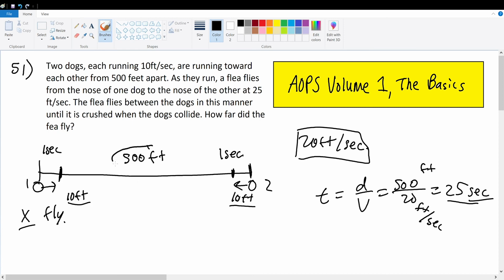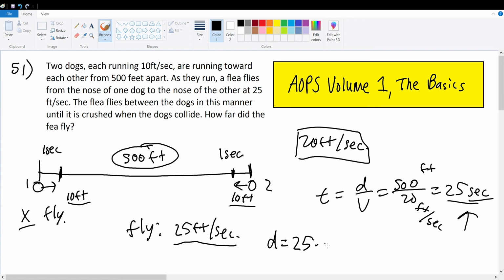So since we have calculated the amount of time that the flea has, and we're also given that the flea travels at 25 feet per second, well, there are 25 seconds for the flea to fly between the noses, and it travels at 25 feet per second. So the total distance is the velocity times the time, the time being 25 seconds, the velocity being 25 feet per second, hence it's equal to 625 feet. So the flea traveled 625 feet before getting crushed. The solution to our question.